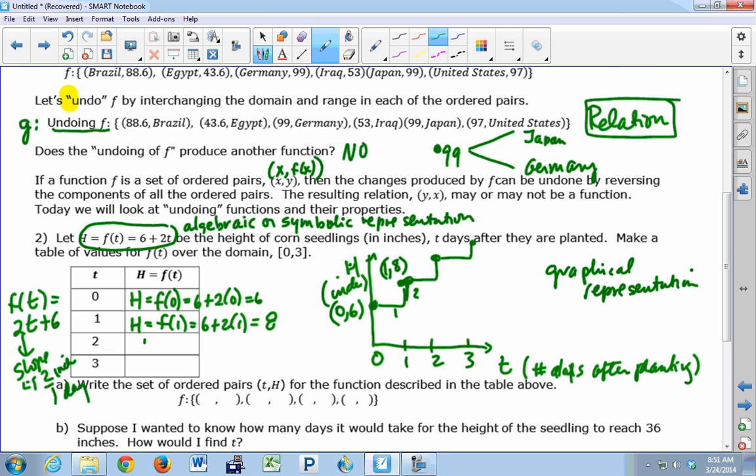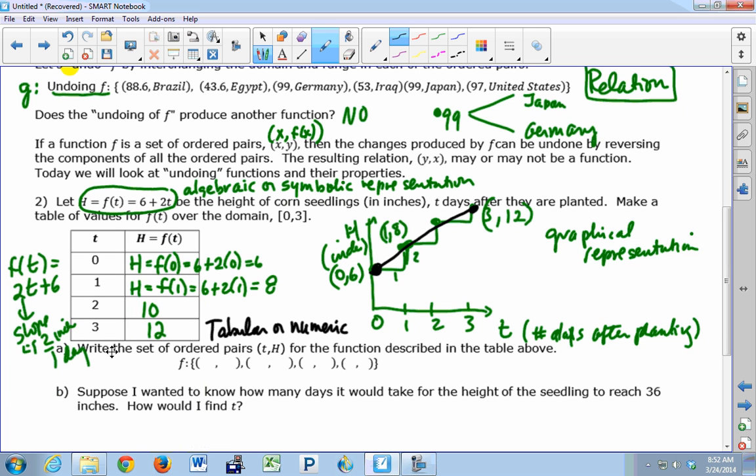All right. So we know the next one has to be 10 inches and the last one has to be 12. So our final ordered pair here is 3 days. It's grown up to 12 inches. From 6 inches, it's grown up to 12 inches. Okay, so this would be a graphical representation of that function. It starts at 0, 6 and it ends at 3, 12. This would be a tabular or numeric representation. Okay, so we've got 3 different representations going on here. We could also do a verbal representation if we wanted to. We can say this corn seedling started at 6 inches and it grew 2 inches every single day that went by.